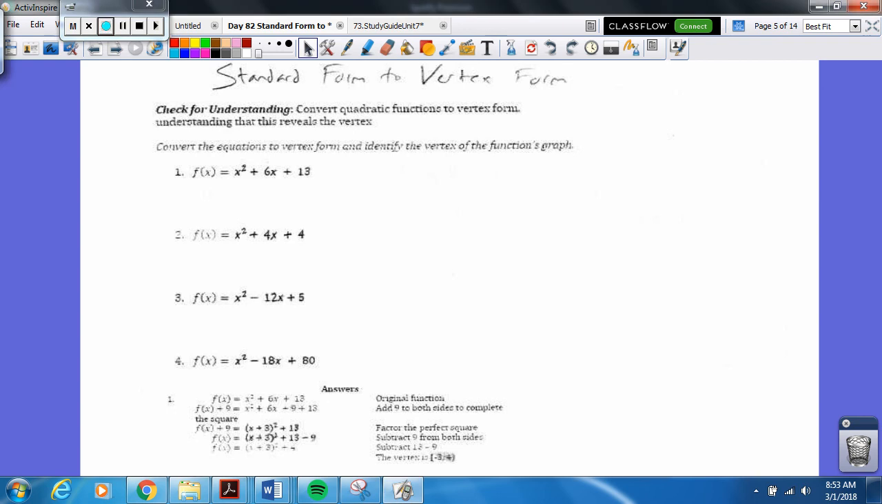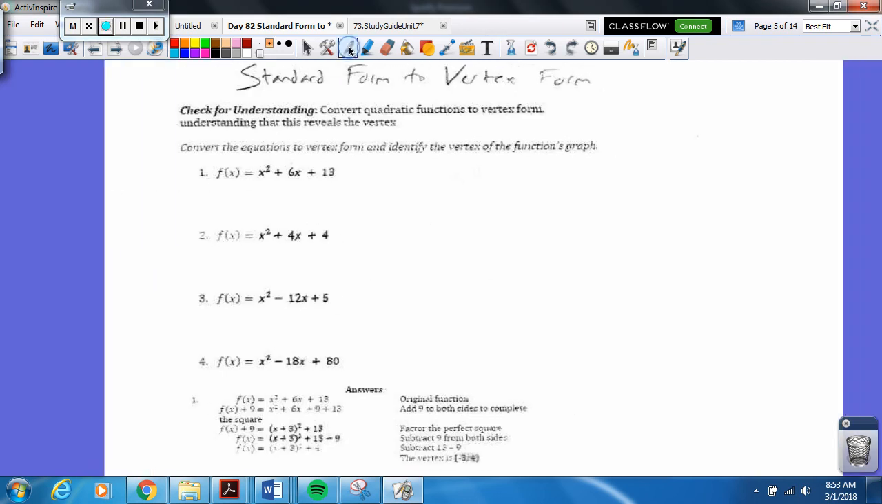Alright, standard form to vertex form. Okay, standard form to vertex form. Quick review. What is standard form? Well, standard form is y equals ax squared, plus bx plus c. There you go, a, b, and c. We talked about that before.